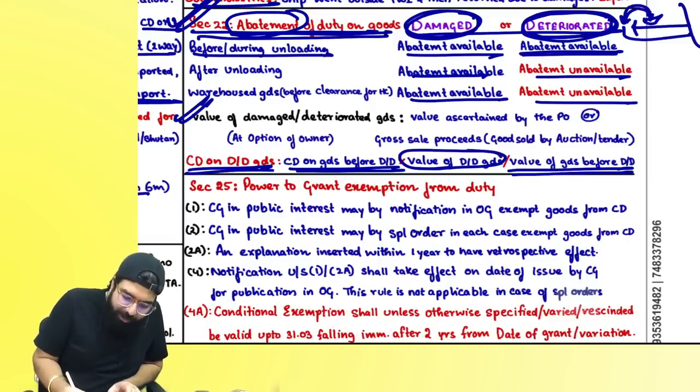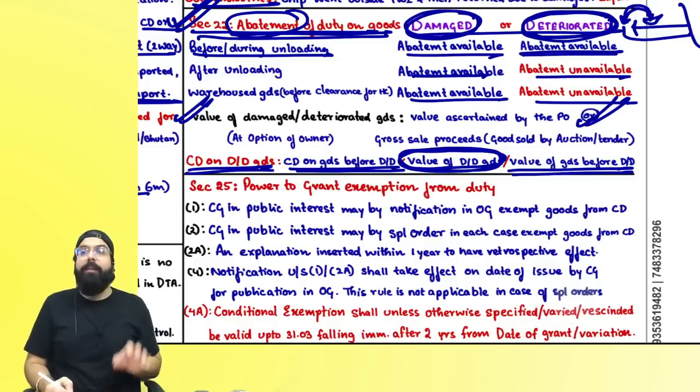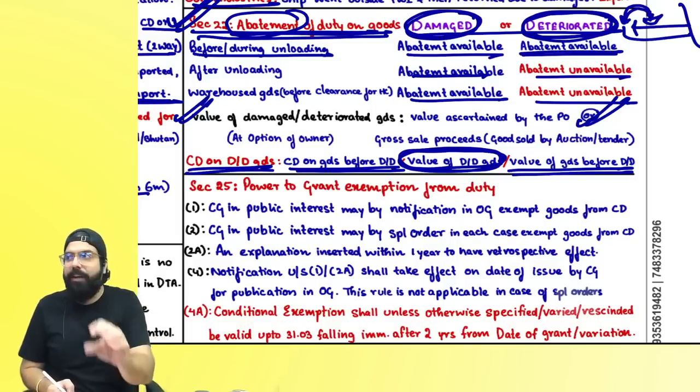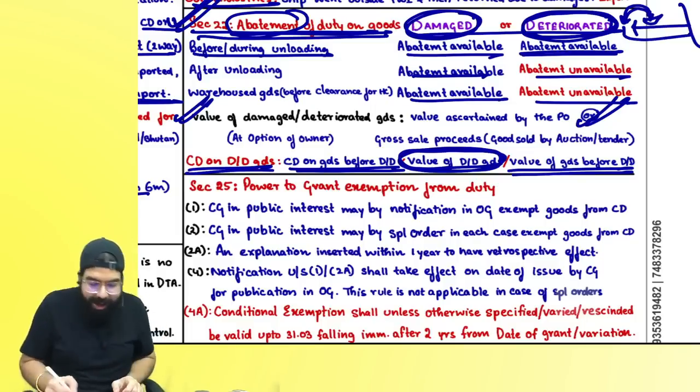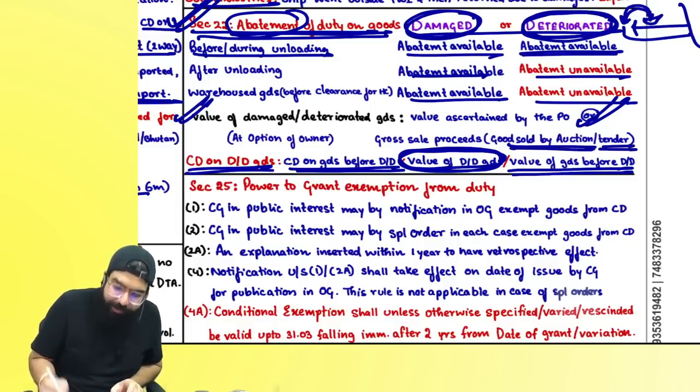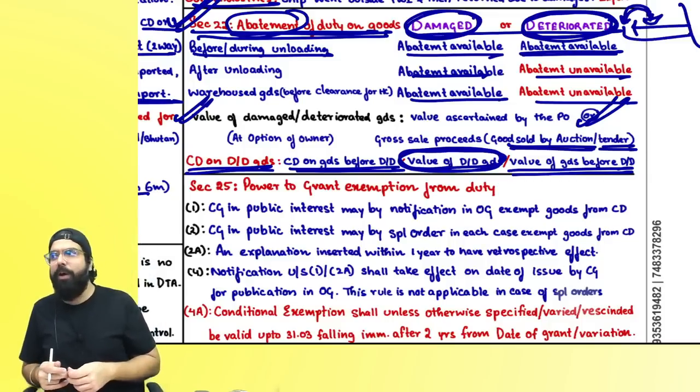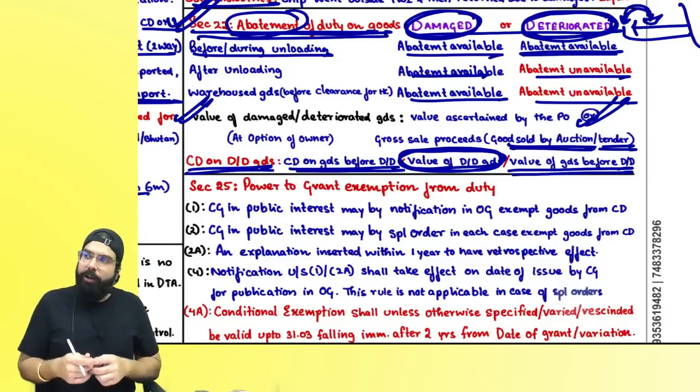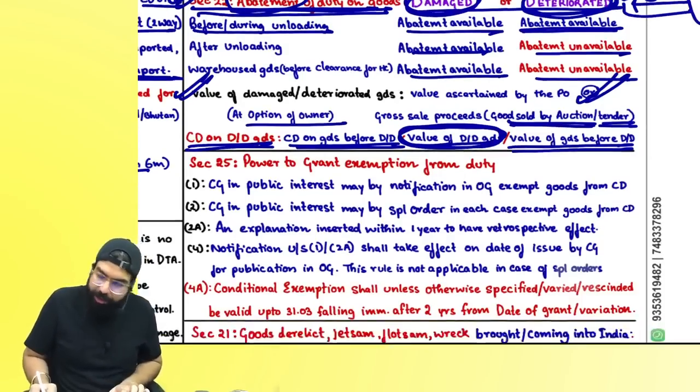Sir, how will you find out the value of damaged or deteriorated goods? It will be ascertained by the proper officer, or if you don't agree with the officer, they will sell your goods through auction or tender, and that value will be taken as the value of damaged or deteriorated goods. It is the option of the owner.